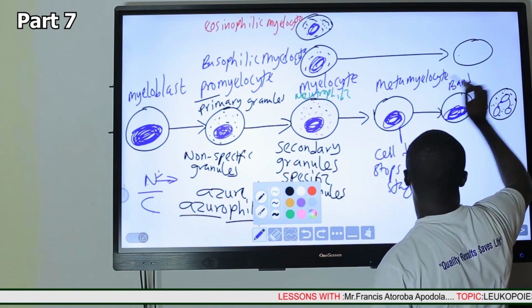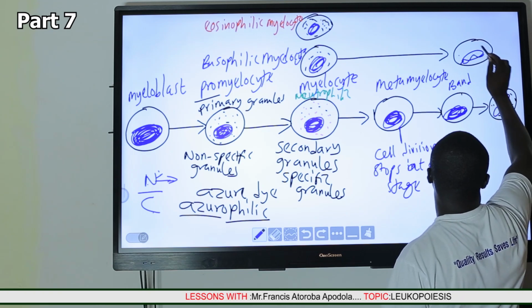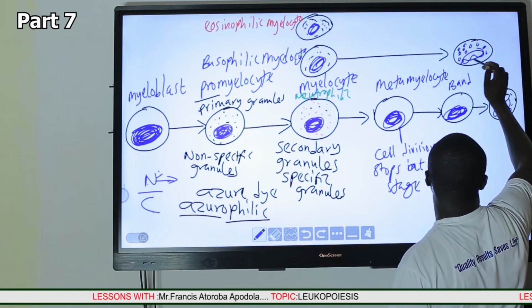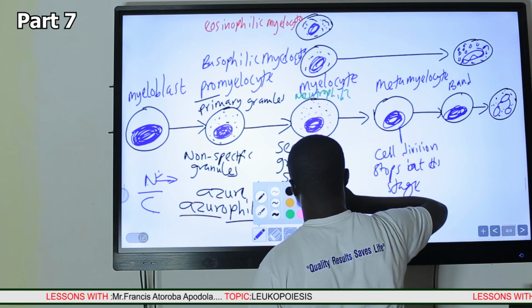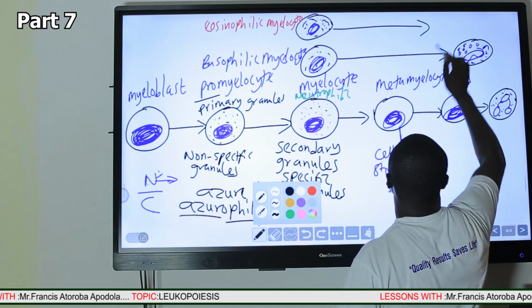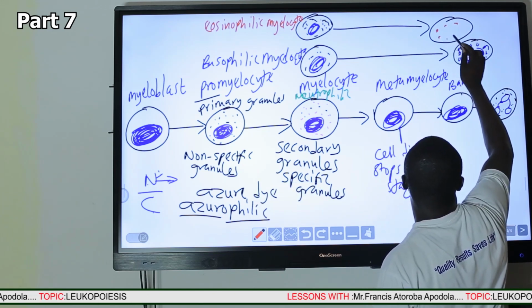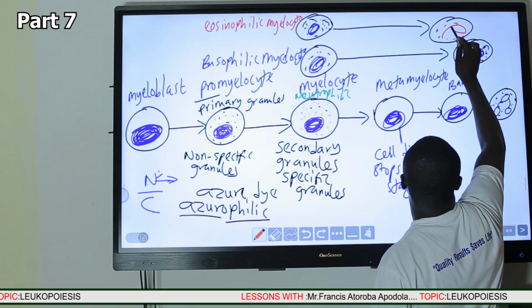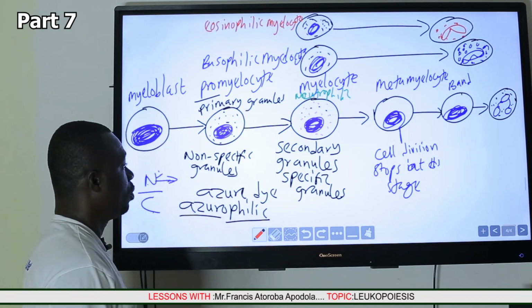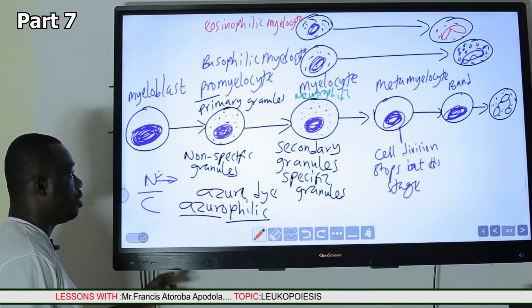But when you take the basophil, the granules of basophils are prominent. They are conspicuous, very large. And the terminally differentiated eosinophil has pinkish granules, and their nucleus looks like a spectacle. So they have a spectacle-shaped nucleus. Basically, these are the stages involved in the production of the granulocytes.